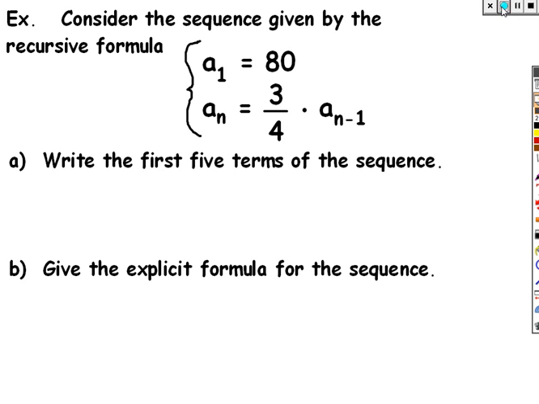Last example, I've given you a recursive formula for a sequence. Find the first 5 terms of the sequence, write them down, and then write the explicit formula for the sequence. Pause the video, and then we'll check to see how you're doing.